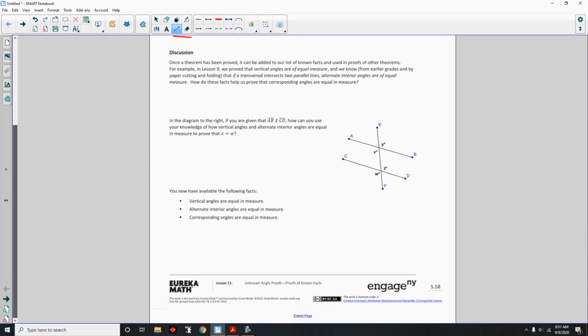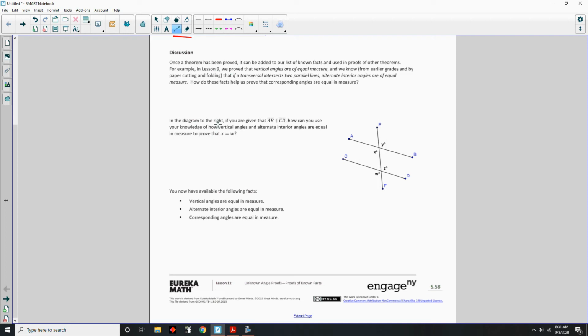So, discussion. Once a theorem has been proved, it can be added to our list of known facts and used in proofs of other theorems. For example, in Lesson 9, we proved that vertical angles are of equal measure. And we know from earlier grades and by paper cutting and folding that if a transversal intersects two parallel lines, alternate interior angles are equal in measure. How do these facts help us prove that corresponding angles are equal in measure? Well, let's see. I'm going to leave that question open-ended because there are many different ways to answer that, and I will leave that to you and move on.